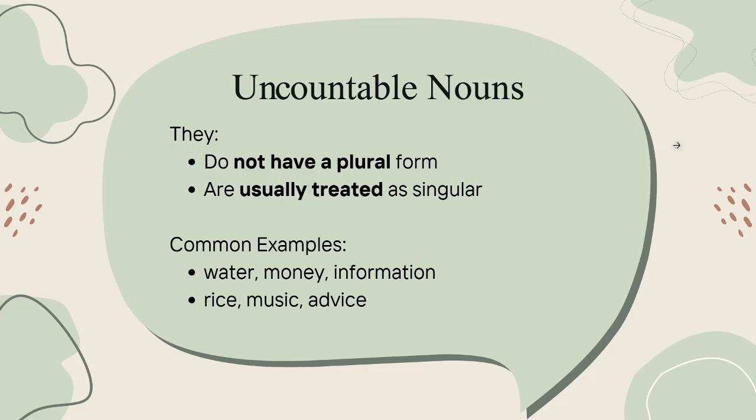So, uncountable nouns. Uncountable nouns are nouns you cannot count individually. They do not have a plural form and are usually treated as singular. Common examples are water, money, information, rice, music, advice.